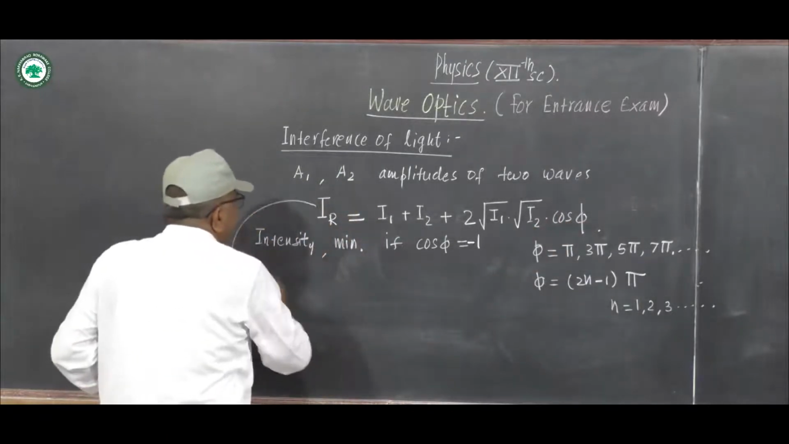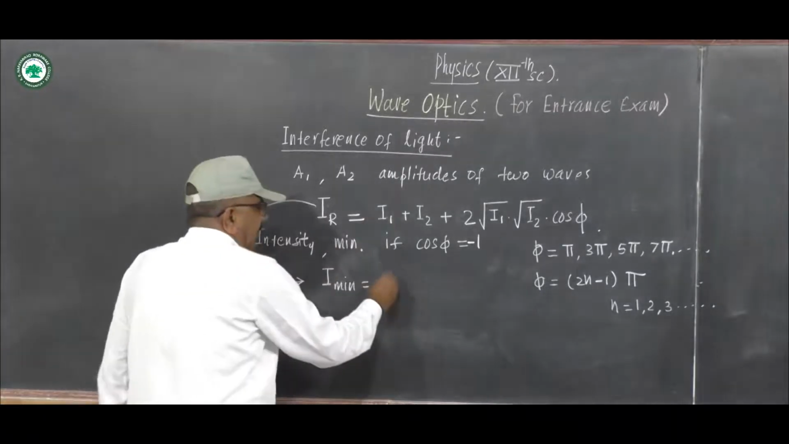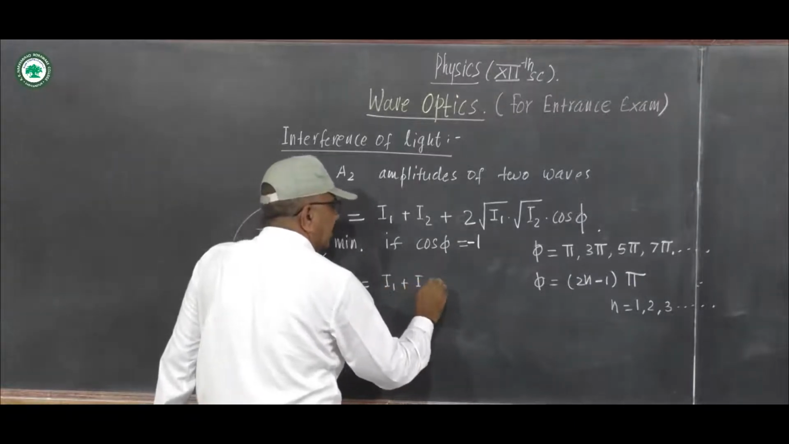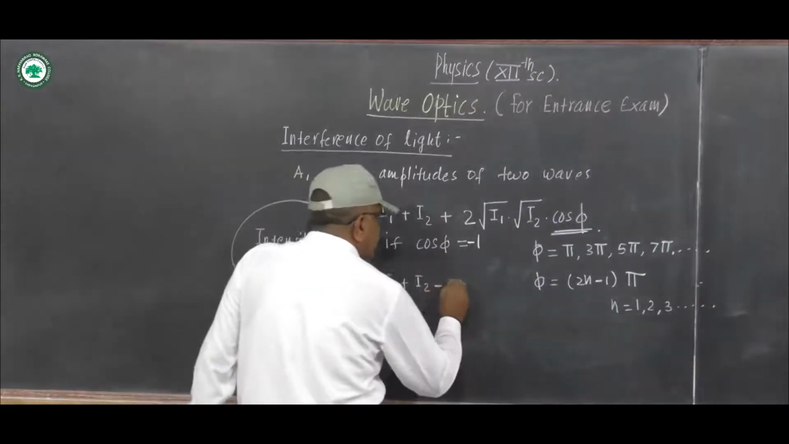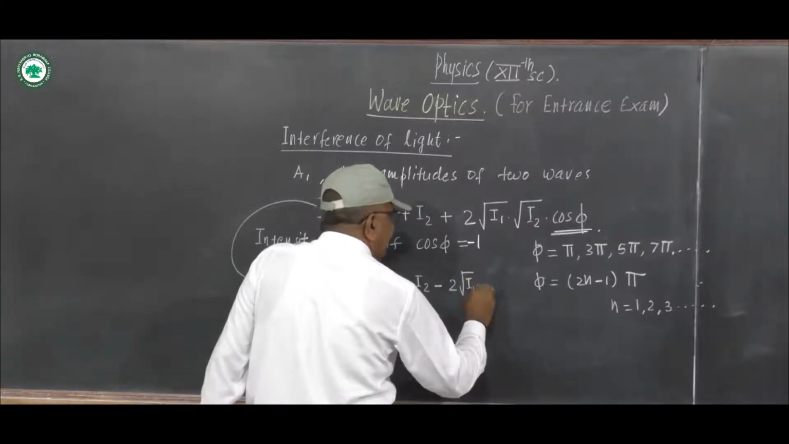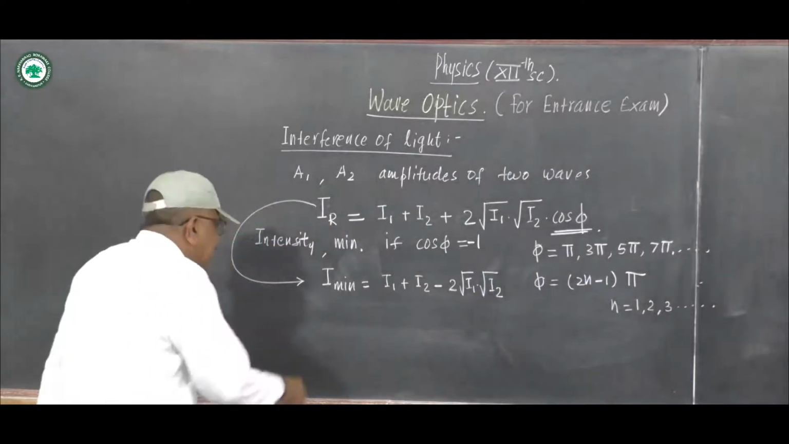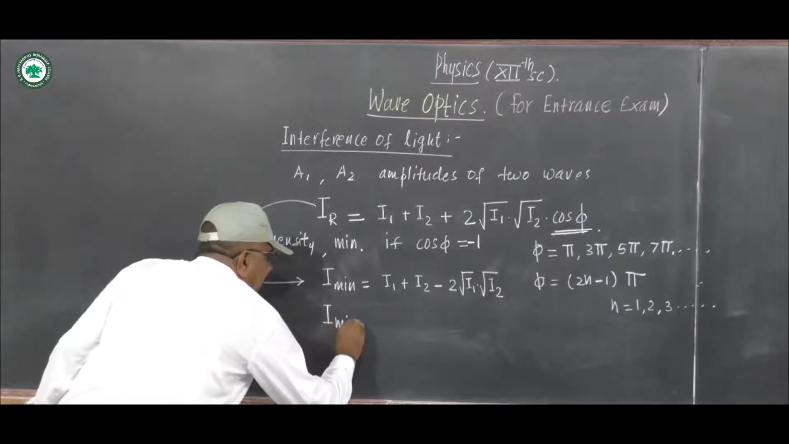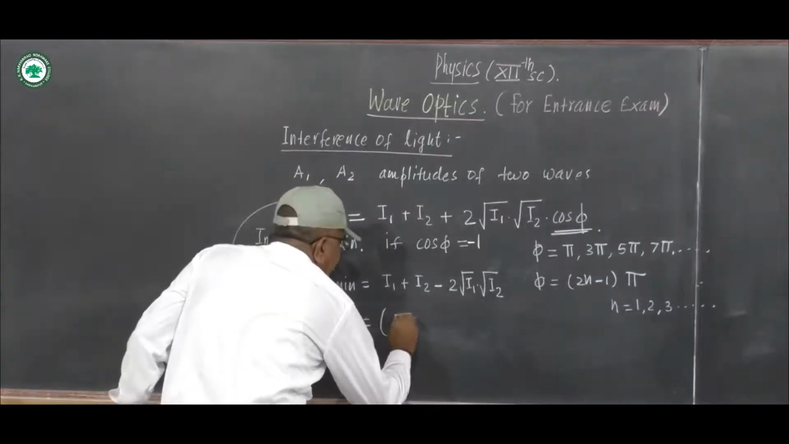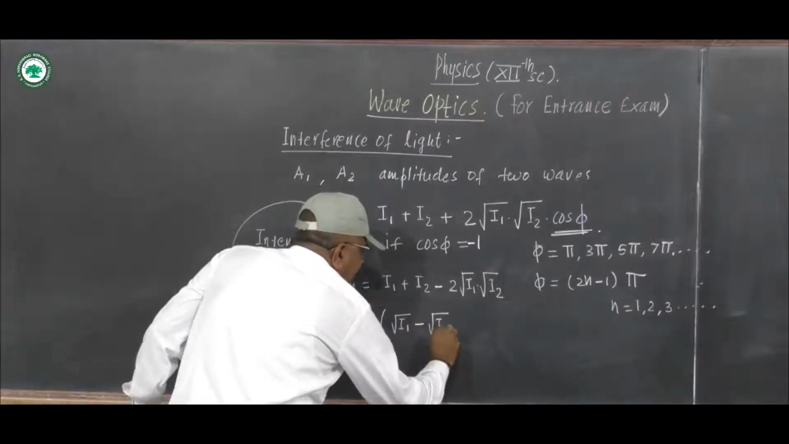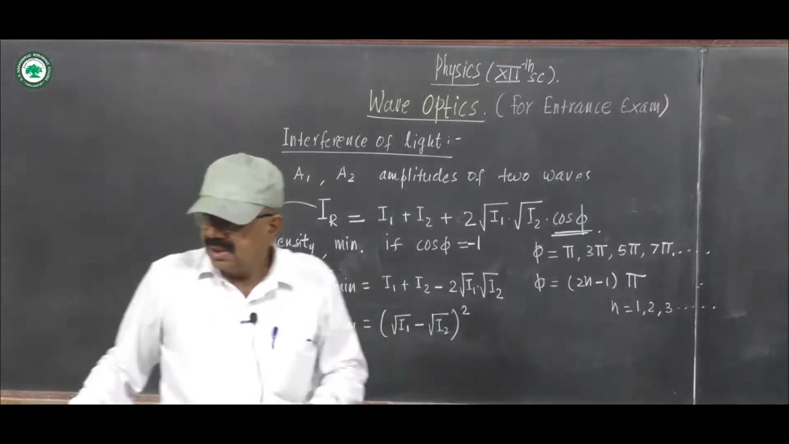Hence we write this equation like this: resultant intensity will be minimum, and that is equal to I1 plus I2. As this cos phi is minus 1, this term will become minus, that is minus 2 under root of I1 into under root of I2, and this will be the minimum intensity. A very important formula again: I minimum is equal to (under root I1 minus under root I2) squared. By solving this we get I1 plus I2 minus 2 under root of I1 I2.